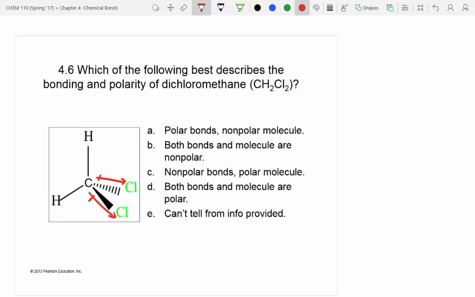Does it have a net dipole? What do you guys think? Or is everything balanced? Is everything pulling in equal and opposite directions? I would say they're pulling overall net towards that side, right? Because those 2 chlorines are in the same direction. So this would have a net dipole. So if we look at all the answers, we have both polar bonds and the molecule itself has a net dipole, which means that D is the right answer.